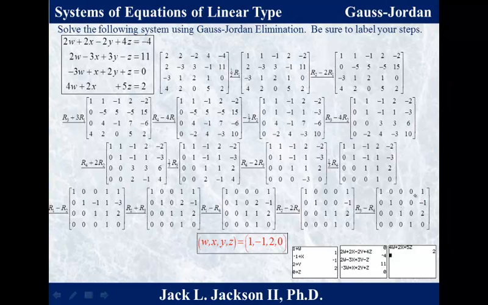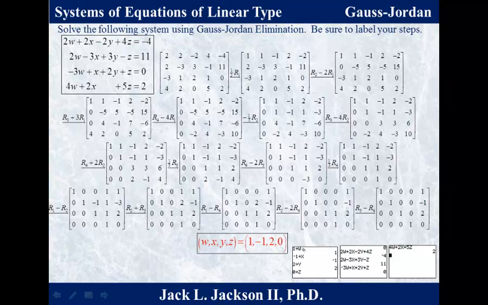And now we have our 1's down the diagonal, 0's here, and we get W is our first variable, so W is 1, X is negative 1, Y is 2, Z is 0, so W, X, Y, Z is 1, negative 1, 2, 0. Check it.